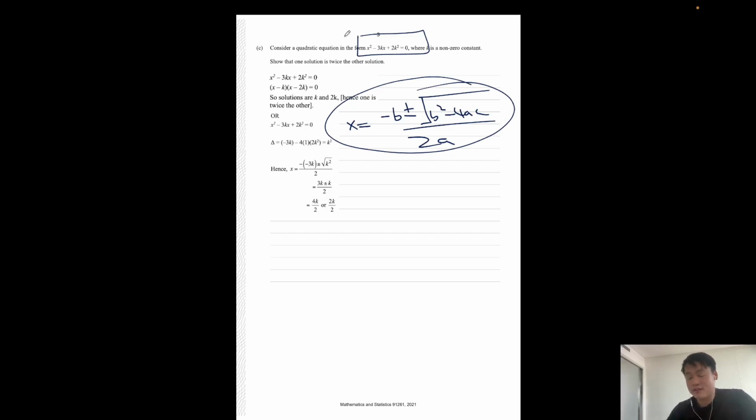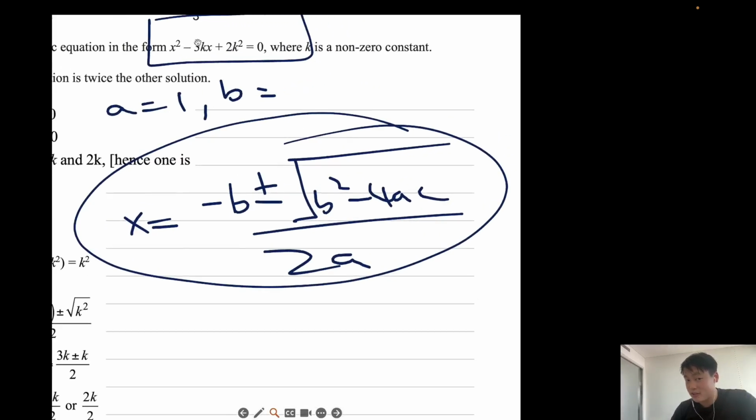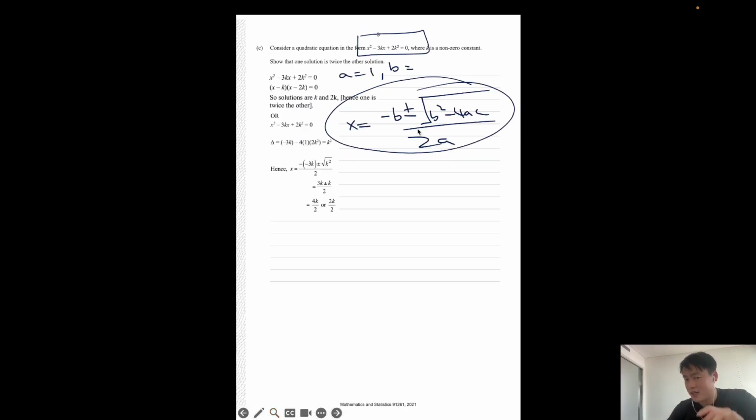So we go ahead and do that. How do we do this? We have to write down what the a, b, and c values are, don't we? a is equal to 1, b is equal to... b is not negative 3 over here. Make no mistake over here. b is not negative 3. b is what? Minus 3k. Okay? Make sure you're not confused by why the coefficient is minus 3k. If you're confused, ask me later, right?